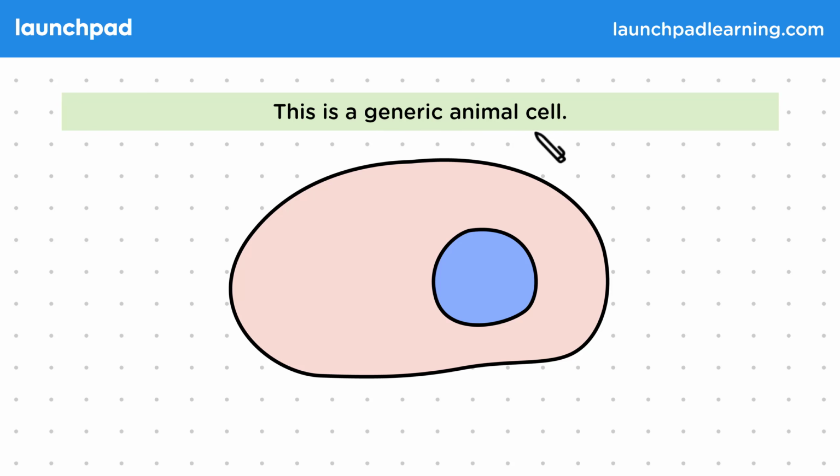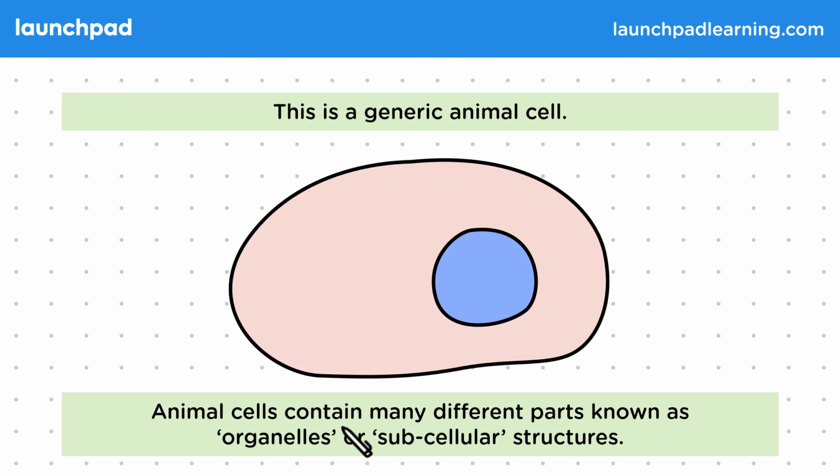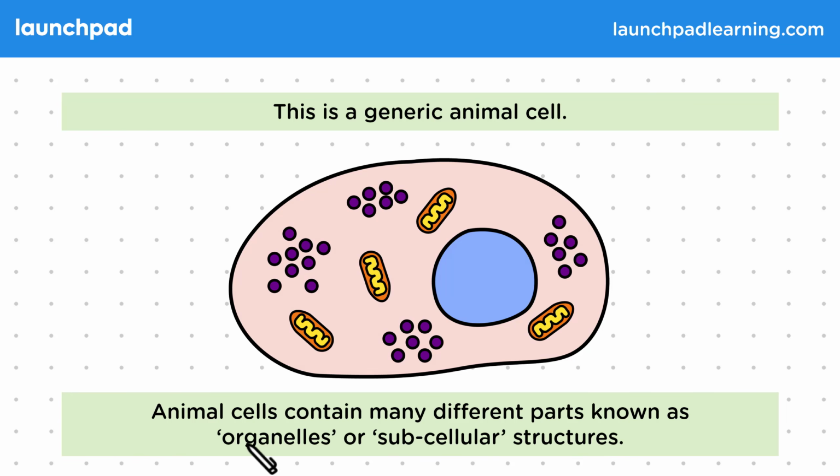This is a generic animal cell. According to biology, humans are animals, so humans are made up of animal cells. These cells come in different shapes and sizes according to their function. Animal cells contain many different parts known as organelles or subcellular structures. Organelles are like tiny organs of the cell.